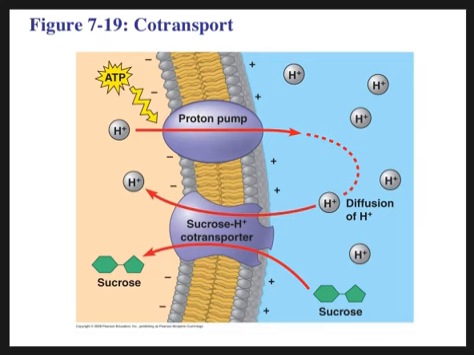In order to do that, I need to have them both in a higher concentration outside the cell and a lower concentration inside. It's a passive process. It's a straightforward diffusion process. So we're gonna create that high hydrogen ion concentration outside so that I can use it to drive the sucrose inside the cell. All right.